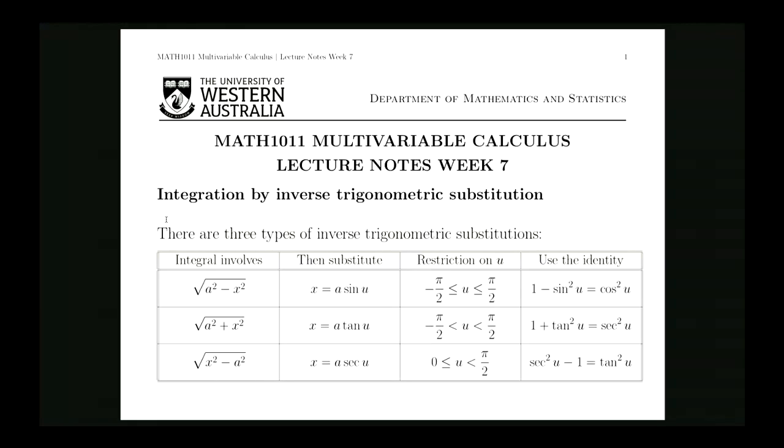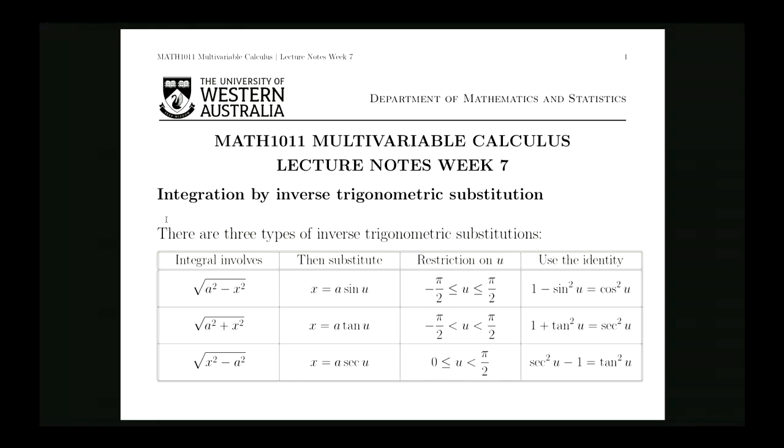If I substitute x equals a sine u into that square root, I get a squared minus a squared sine squared. Take out the common factor of a squared, it becomes a squared all multiplied by 1 minus sine squared. Replace 1 minus sine squared with cos squared from the fundamental trig identity. This becomes the square root of a squared cos squared, which becomes a times cos.